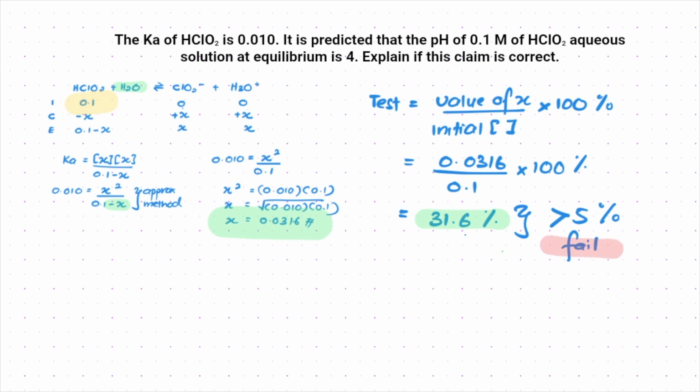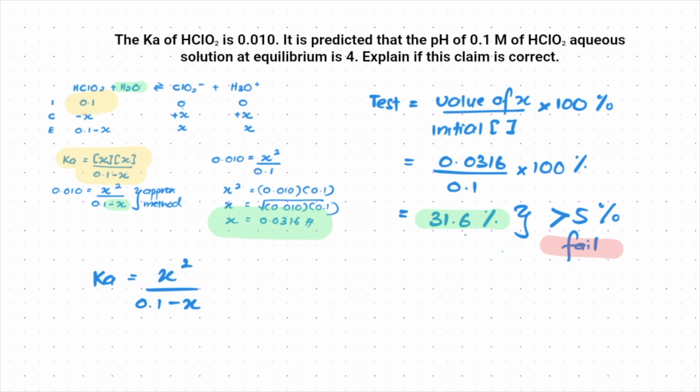Since we failed this test, we are going to substitute back the value of X to the one that we omitted in the approximation method. So we are just going to calculate again the value of X. So Ka is equivalent to X squared divided by 0.1 minus X. This is the initial one. Before this, we removed the value of X. So now we are going to substitute that X with the value of X that we calculated.